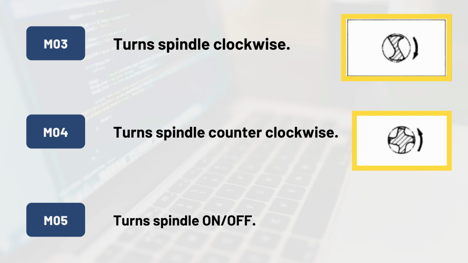M03 turns the spindle clockwise. M04 turns the spindle counterclockwise, and M05 turns the spindle on or off.